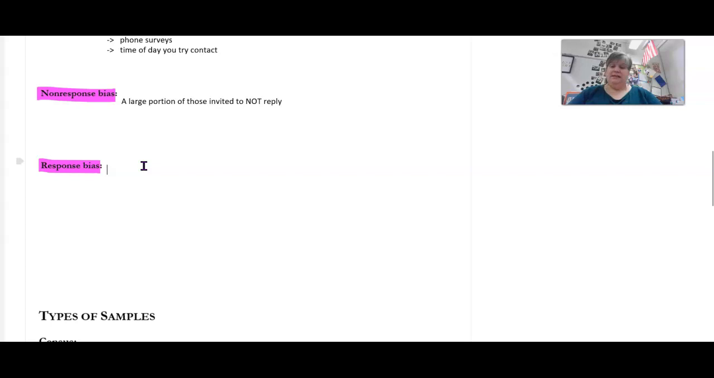And response bias has a couple different ways. One thing is the wording of the question. Is it leading? Another one is who asked the question. And the last one is how is the question asked?